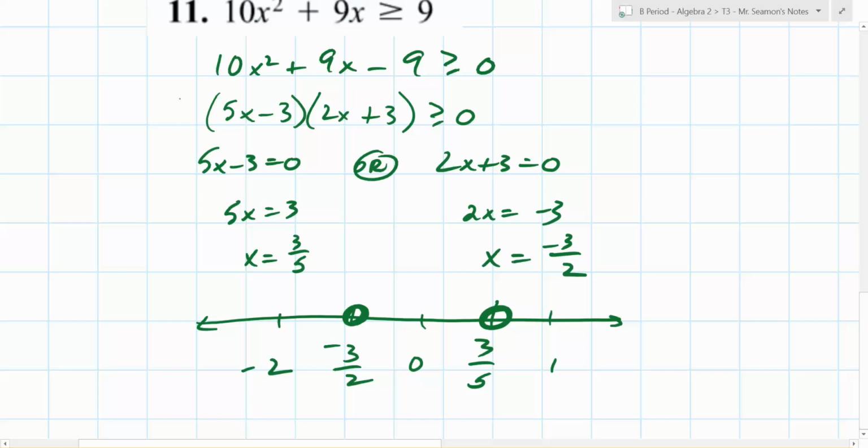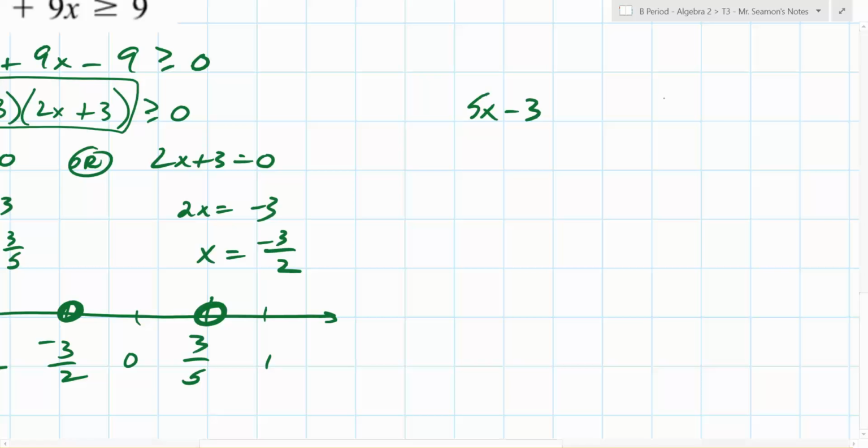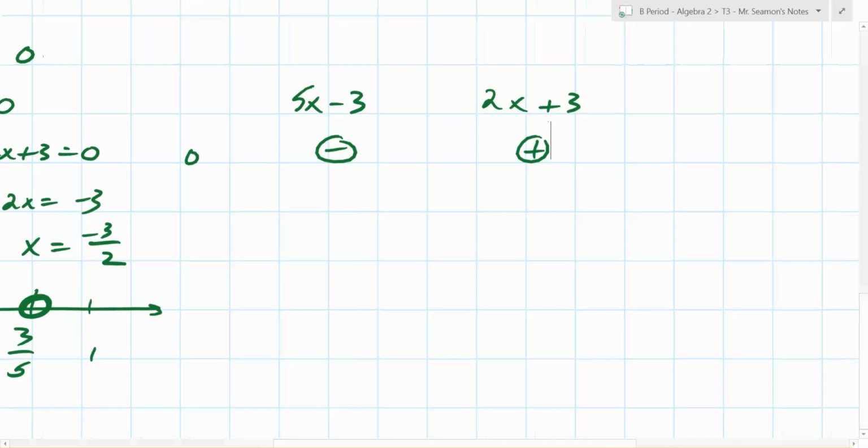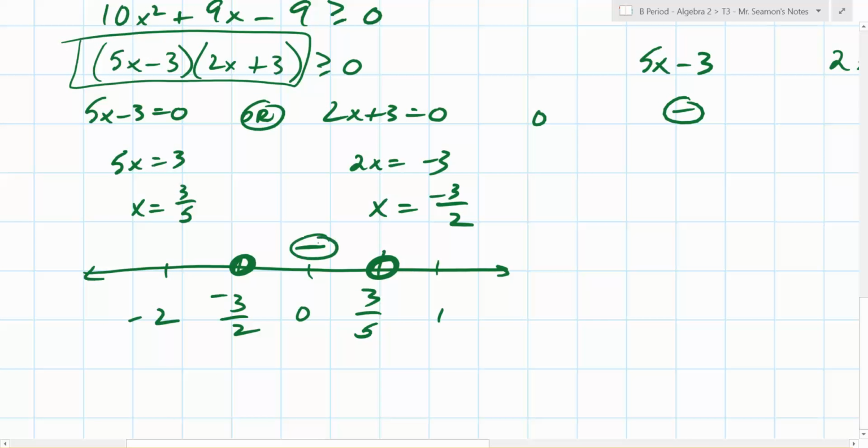So remember what we did before? We have two things multiplied together, right? 5x minus 3 and what else? 2x plus 3. Let's plug in 0. Do you get positive or negative when you plug in 0? Negative and? So what does the product turn out to be? Negative. So that was in between. So this is negative.